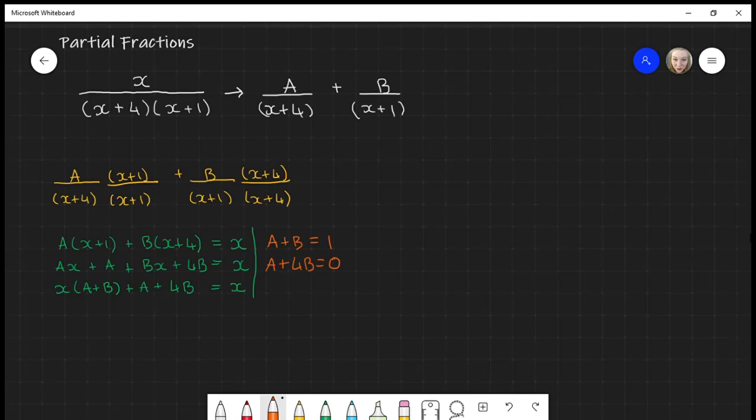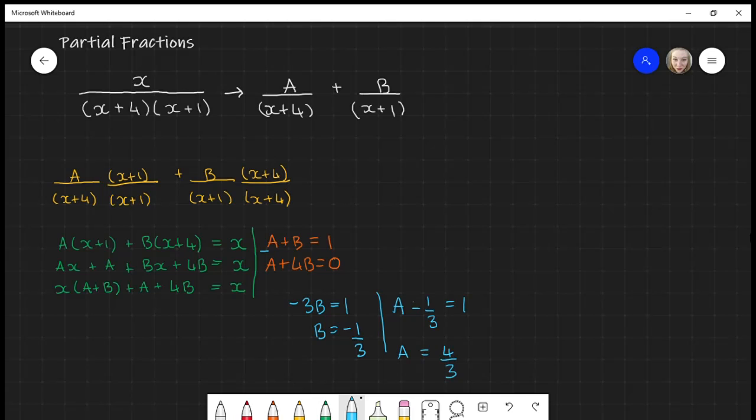Here I'm going to take them away from each other. So a minus a is 0, b minus 4b is minus 3b, and 1 minus 0 is 1. Therefore b is minus a third. Again, we know from the first simultaneous equation a plus b must equal 1. So if we substitute the value of minus a third into this, we can find out the value for a. So a must be 4/3.